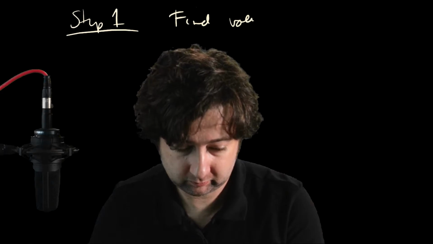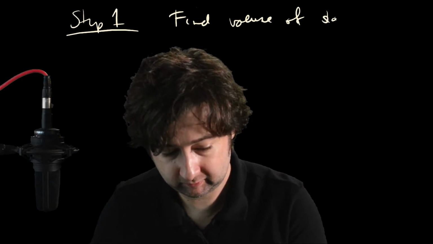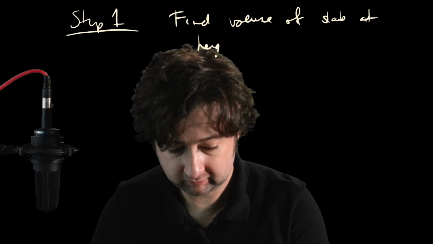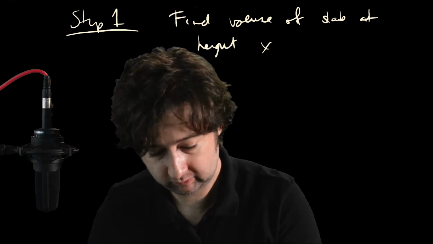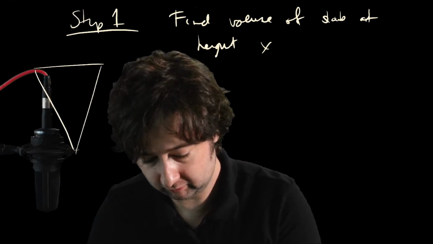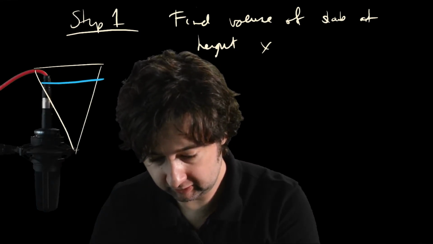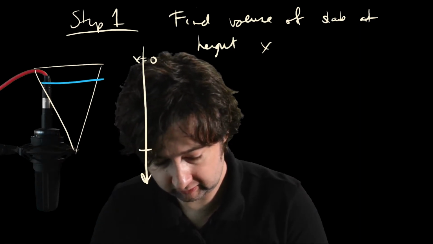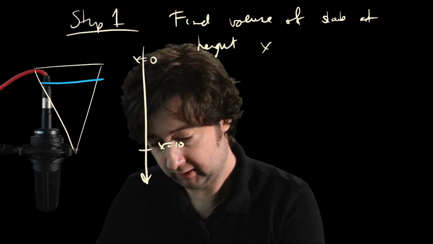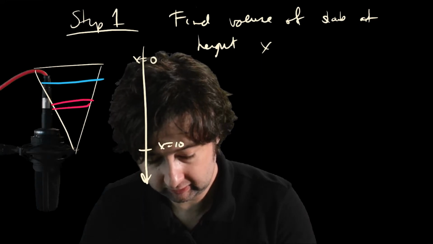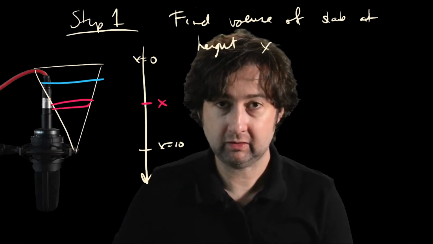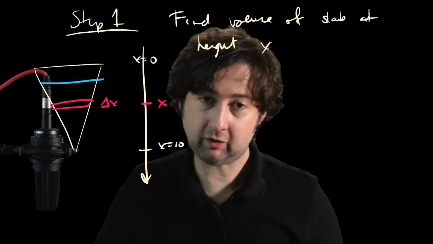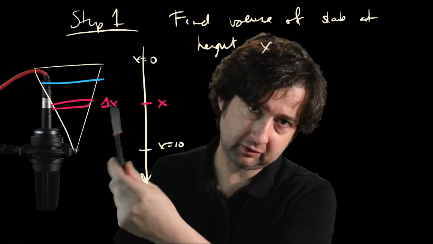So step 1. Find the volume of the slab at height x. So let me draw the setup here on the side. Here's the water. I know that this is supposed to be x equals 0, and then we go down until we get right here, which is x equals 10. I'm picking out an arbitrary slab right here in the middle. I'm saying its position is located at x. So I know that this thing is delta x tall. Can I figure out the area of the circle that it sweeps out?